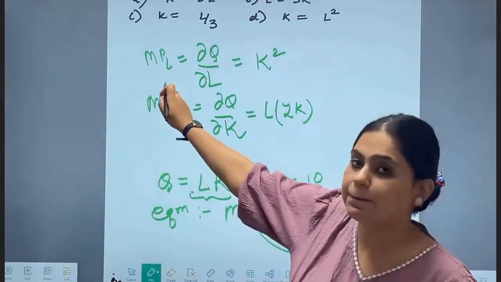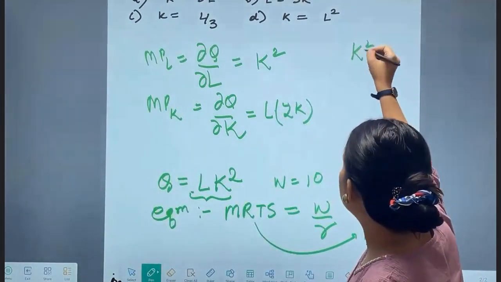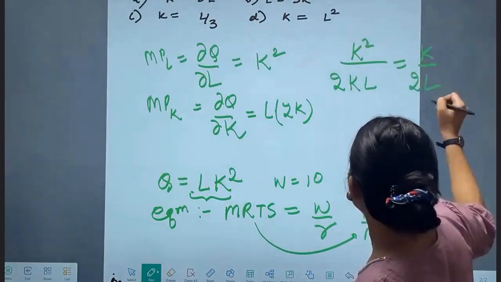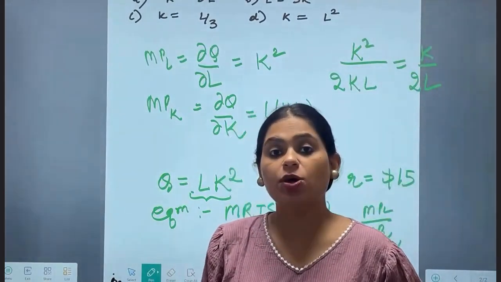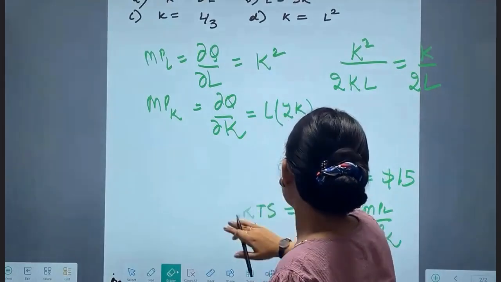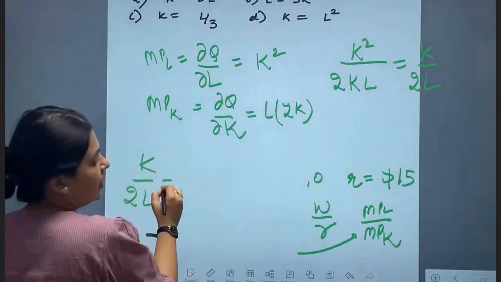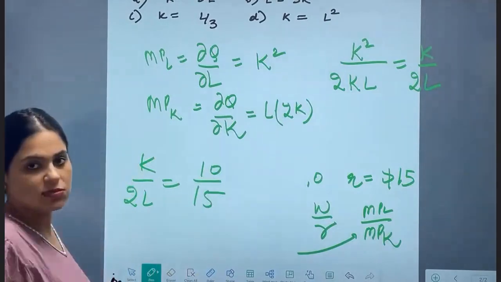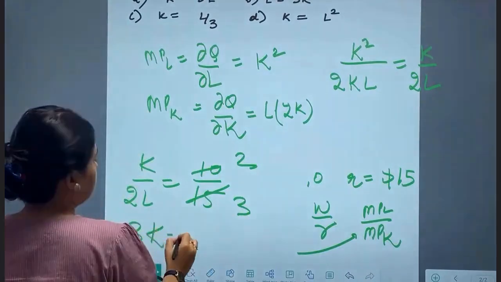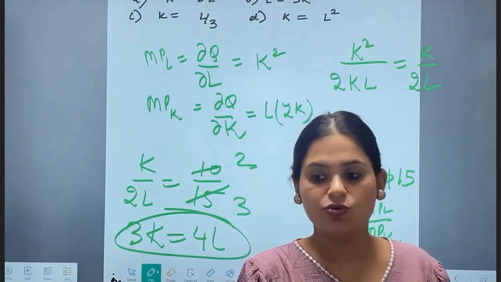So beta, what will be my MRTS? MRTS will be MPL by MPK. Do it. MPL by MPK. So this will be K by 12. And MRTS should be equated to what? W by R, right? So equate it with W by R. So MRTS has to be equal to W by R. So MRTS is K by 12 equated to W by R. So this is 2, this is 3. So I will get 3K is equal to 4L. This will be the answer to this question.